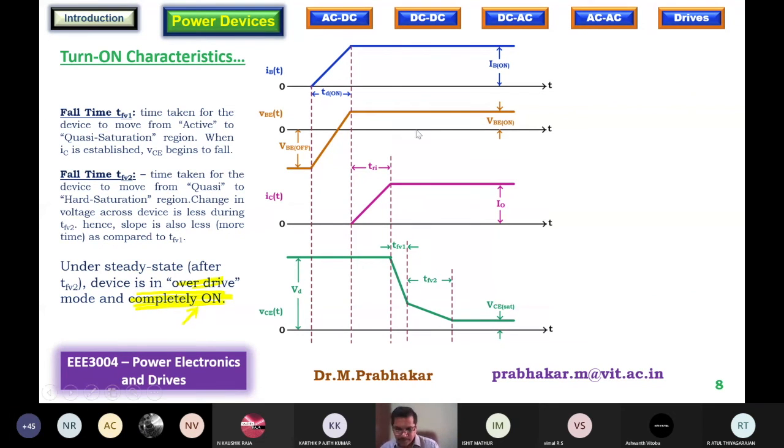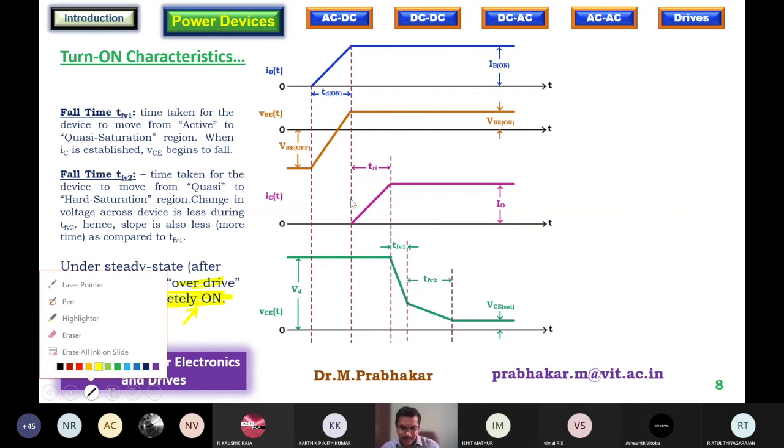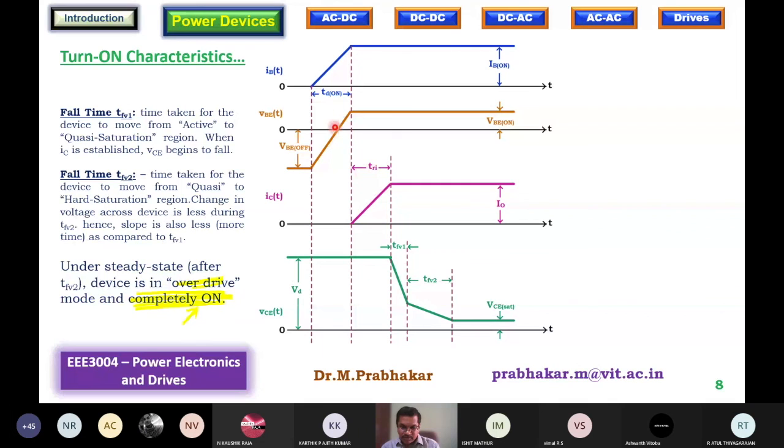So these are the 4 time durations, very quickly to recollect. First time duration, TD on, is for forward biasing the base emitter junction. Secondly, from forward bias to active region, this is the rise time. Fall time 1 is from active region to quasi saturation. Fourth time duration, fall time 2, will be from quasi saturation to hard saturation. That's all. These are the turn on characteristics, time durations.